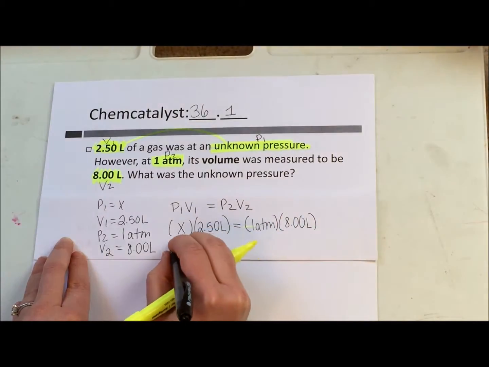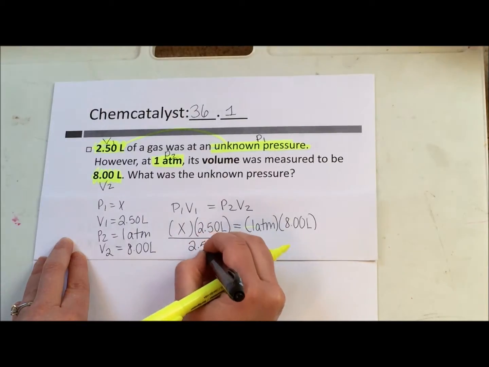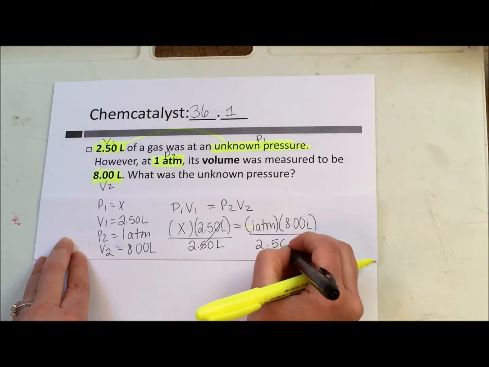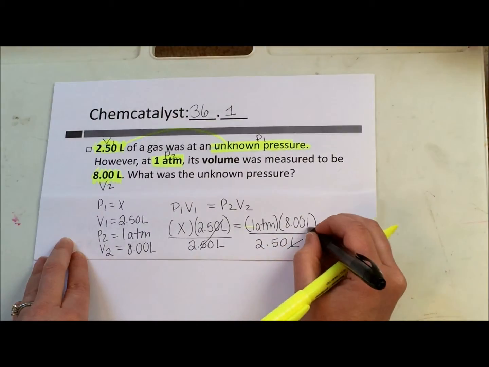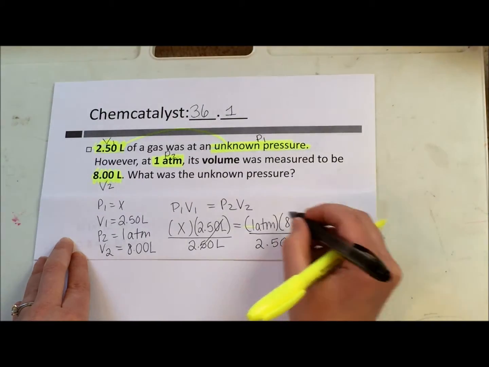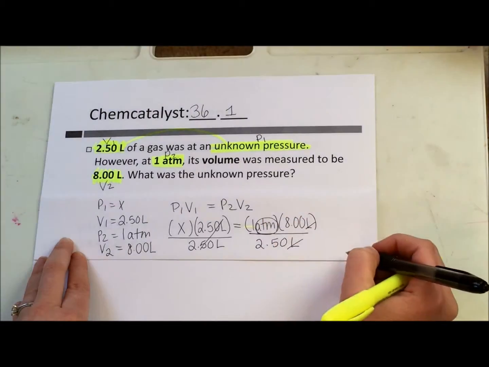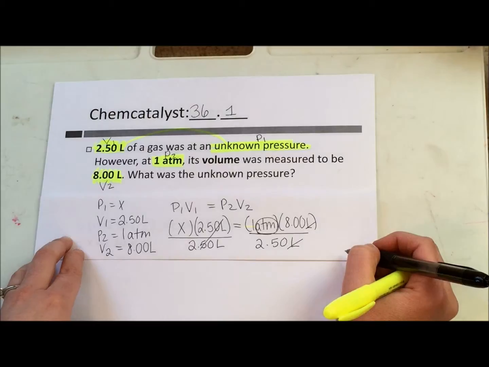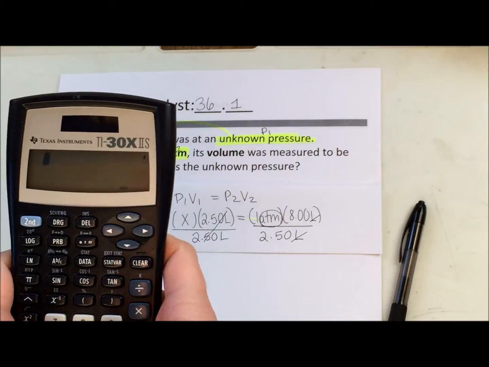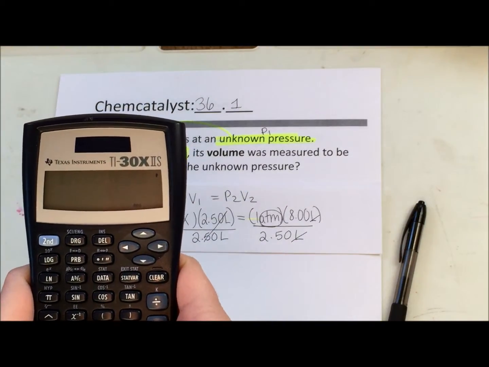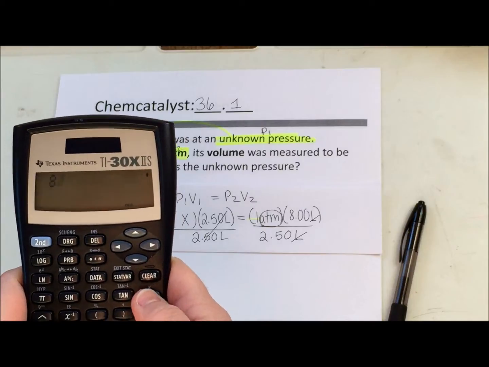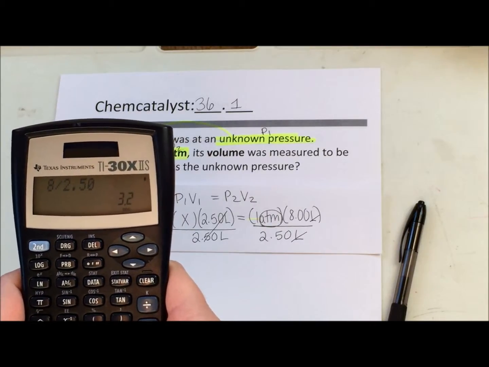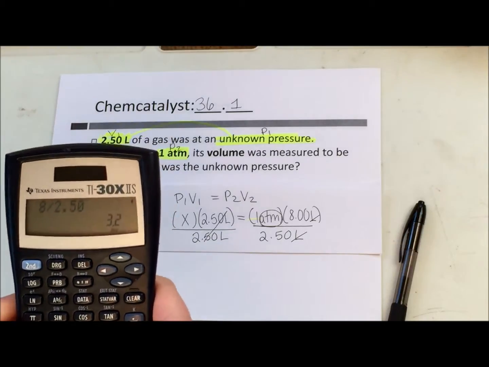To get X by itself, I'm going to divide both sides by 2.5 liters, 2.5 liters. Notice how liter and liter will cancel out, and we're going to be left with our desired pressure unit, atm. So now it's time to plug it into our calculator. We are going to have basically 1 times 8, 8 on the top, divided by 2.50. And we're going to see that we're going to have 3.2 as our answer.